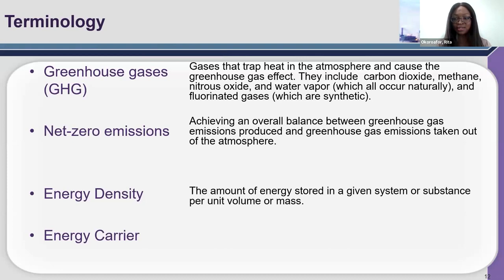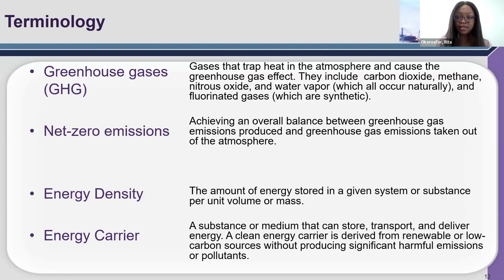And then energy carrier. An energy carrier is a substance or medium that can store, transport, and deliver energy. So what happens is, we get solar energy, wind, geothermal, whatever renewable energy it is, and we convert it to hydrogen through processes like electrolysis. In that form of hydrogen, we can store the hydrogen as a gas or a liquid or whichever form we want to store it, or even as another compound. And then later on, when we want to use that hydrogen, we can collect it.